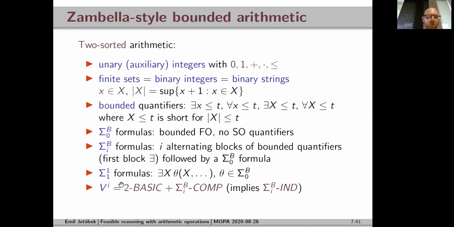And we will also consider sigma 1,1 formulas. So these will be formulas with an unbounded second order quantifier followed by a sigma B0. So these are the kind of formulas that we think of as representing recursively enumerable predicates.